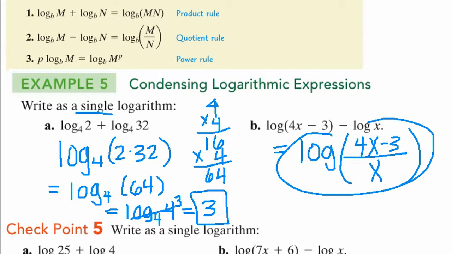All right, so let's check our answers. I have a log of 25 times 4. So that's log of 100. But remember, log without a base is base 10. And so if I have a log of 100, that's really 10 squared. That's really log of 10 squared. So log and 10 cancel, and I'm left with 2. All right, on B here, I have log of no base again, so base 10. So I put 7x plus 6 on top, and x goes in the denominator.